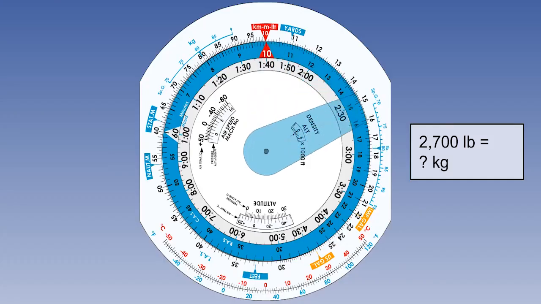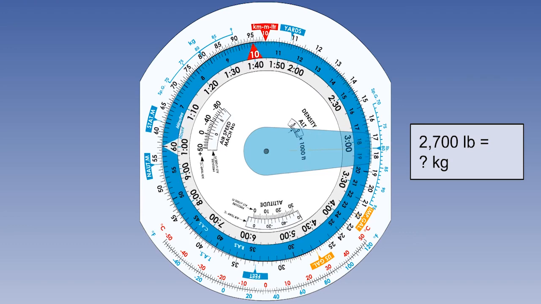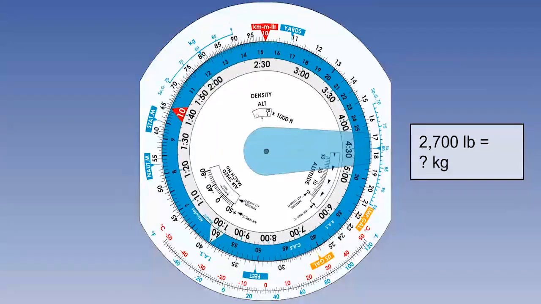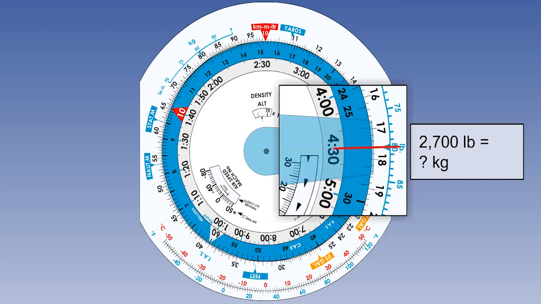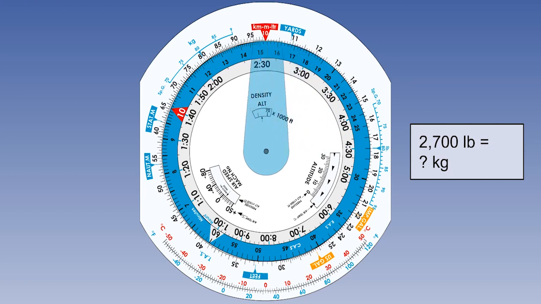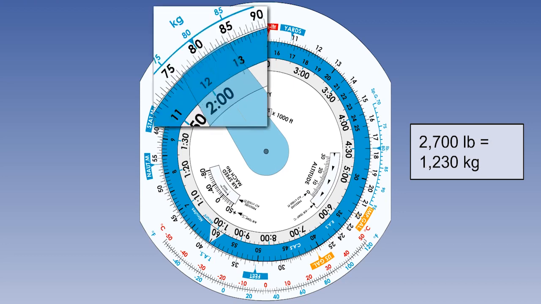Now set 27, representing 2,700, on the inner scale against the pound index on the outer scale, using the cursor for accuracy. Then rotate the cursor to align it with the kg index on the outer scale, and read off 12.3 from the inner scale. The order of magnitude we arrived at by using mental arithmetic indicates to us that the answer is 1,230 kilograms.